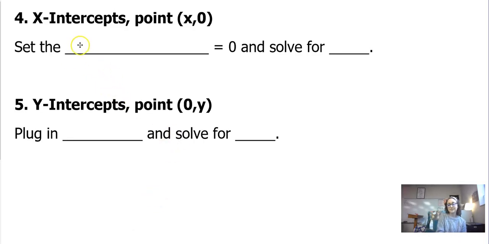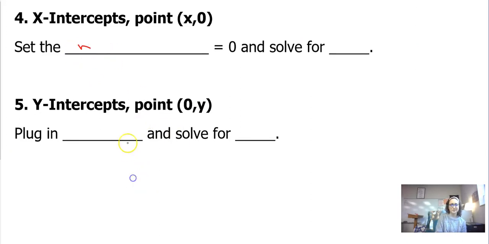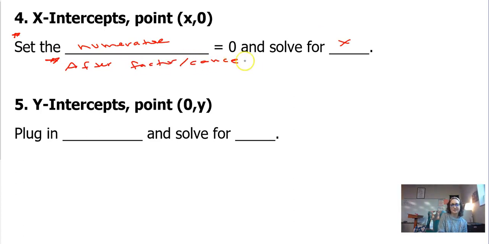All right, for x-intercepts, remember 0 over anything is 0, so we're going to set the numerator equal to 0 and solve for x. Now, there's a little caveat here. This is after you have factor canceled, okay? So we're assuming you've already done that. Make sure that you factor first, and then once you're to the point of canceling, that's when you can go ahead, if anything did cancel, and set the numerator equal to 0.